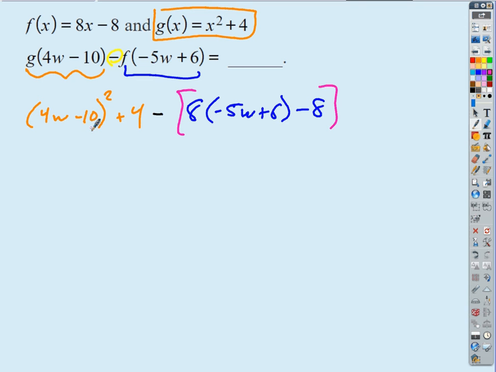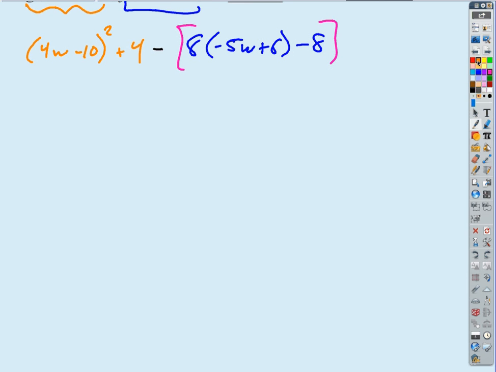You would just FOIL it out, wouldn't you? 4w minus 10 times 4w minus 10. Distribute, add like terms. Sure, I'll do it. Okay, so let's just take this step by step. There's a little review built in here, that's fine. So this part right here is just going to look like 4w minus 10 times 4w minus 10.